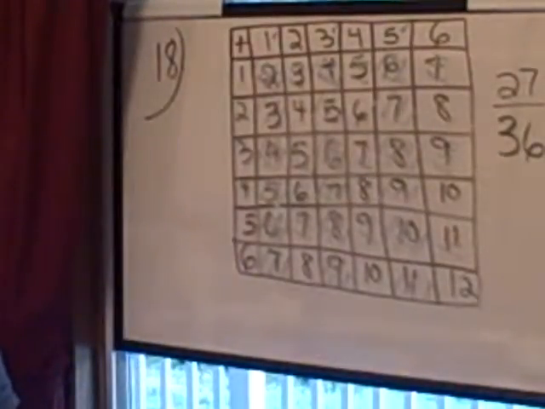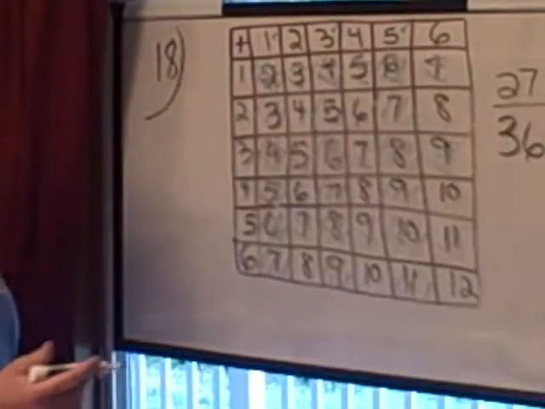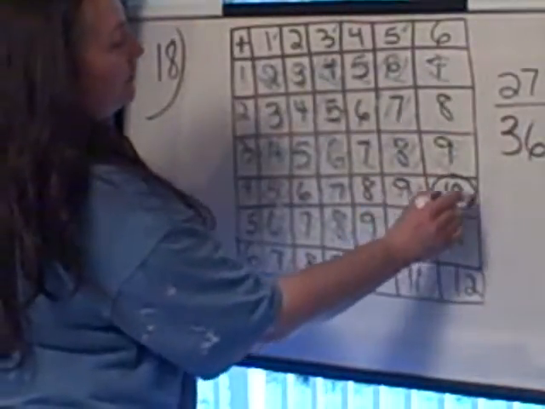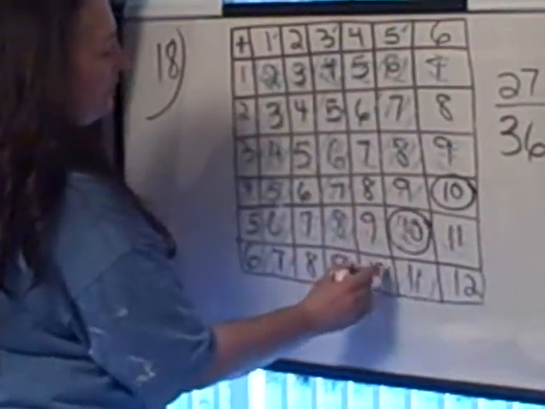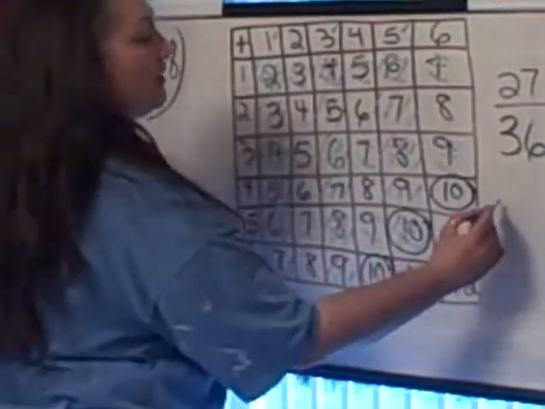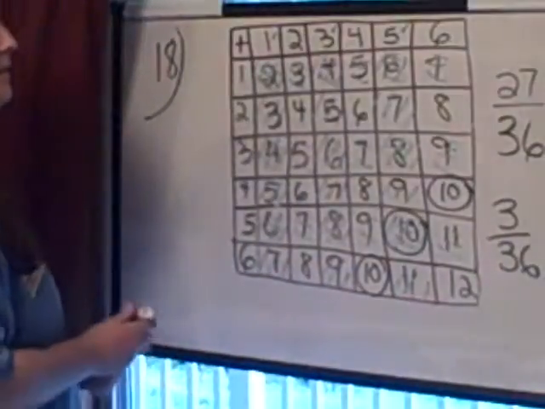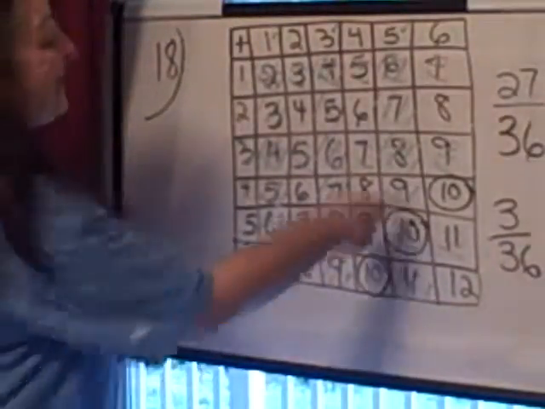The second part of the question asks, sum of 10. So now I have to look at when the 2 die roll to get a sum of 10. How often does that happen? That happens 1, 2, 3 times. So 3 out of the 36 times, the sum is 10.